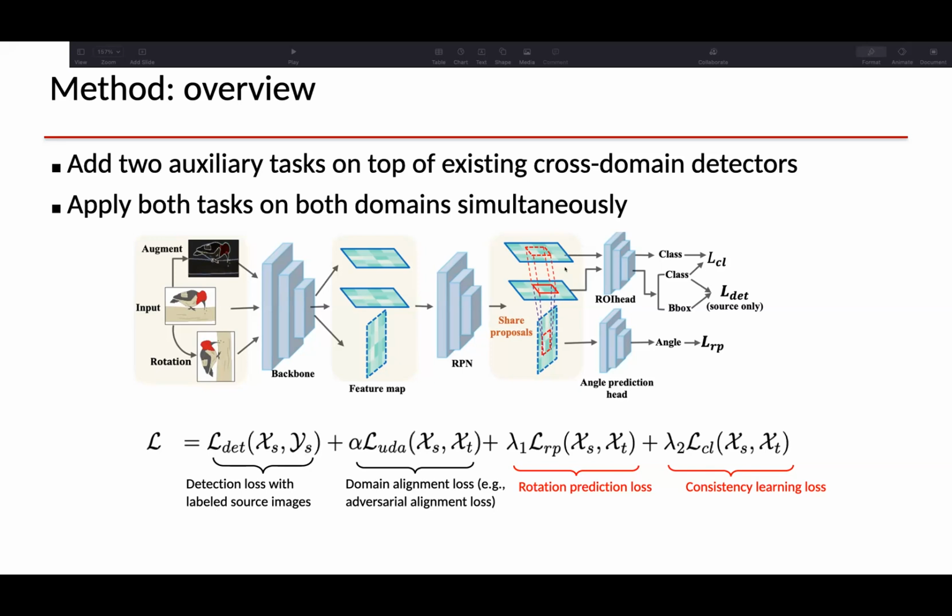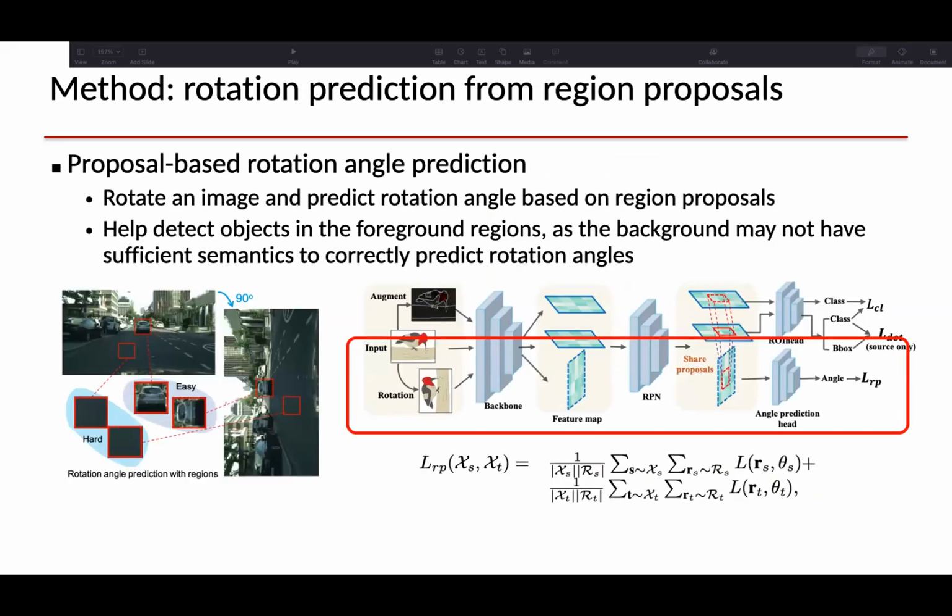And with the region proposals, we calculate the loss for the two tasks. One is the rotation prediction loss with the region proposals, and the other is the consistency learning loss with the region proposals. Here are more details. We rotate an image and predict the rotation angle based on the region proposal.